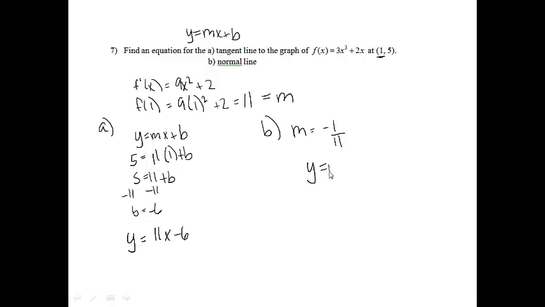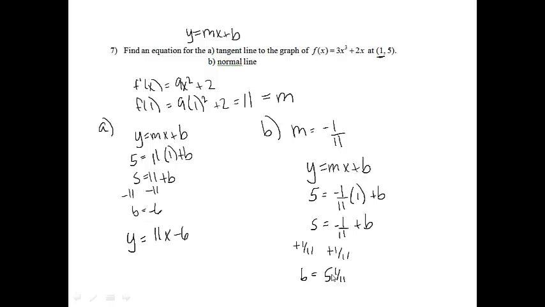So if I write y equals mx plus b, my y value is 5, my slope is negative 1/11, my x value is 1, plus b. This will be 5 equals negative 1/11 plus b. I will then add 1/11 to both sides. And unfortunately, this is an easy problem. 5 plus 1/11 is 5 and 1/11. So I didn't need to get a common denominator or anything. So the equation of my normal line will be y equals negative 1/11 x plus 5 and 1/11.